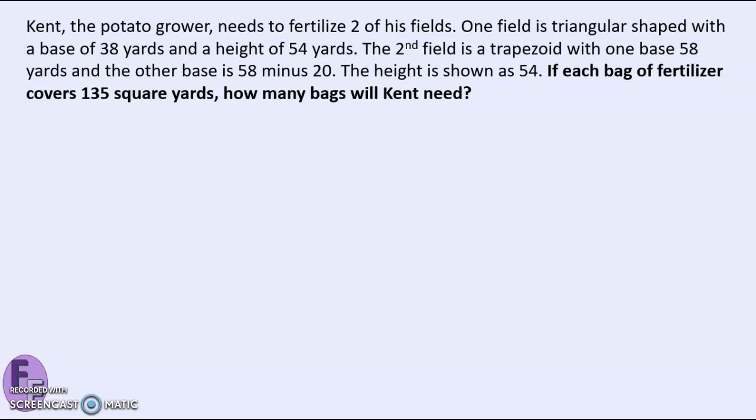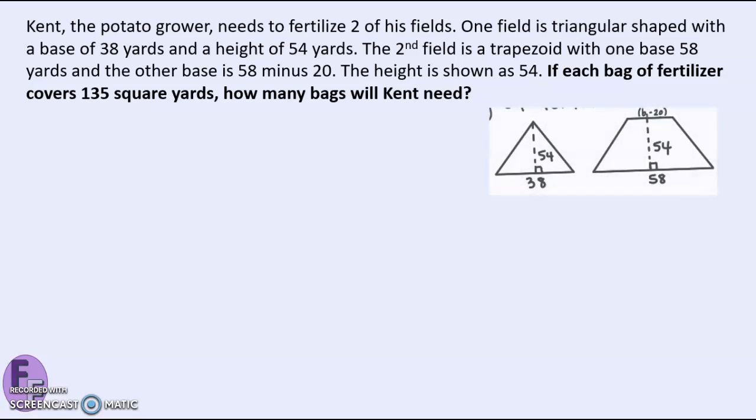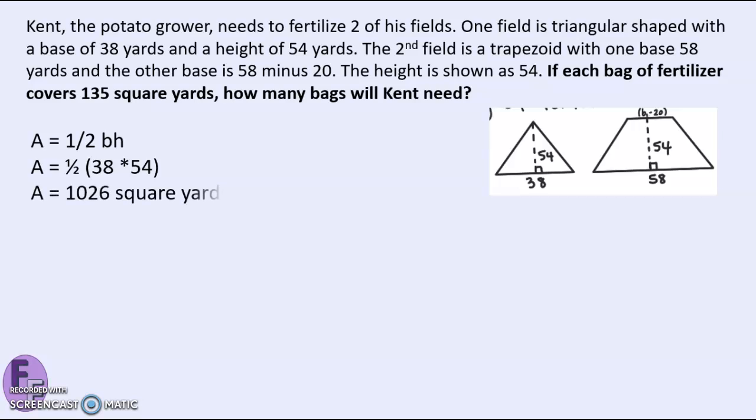So this is a 3-step problem. If we look at the drawing, we have a triangle and a trapezoid. The first step is to find the area of the triangle. Write down the formula, substitute your numbers in place of the dimensions in the formula, and then multiply. 38 times 54, 1/2 of that is 1,026 square yards.